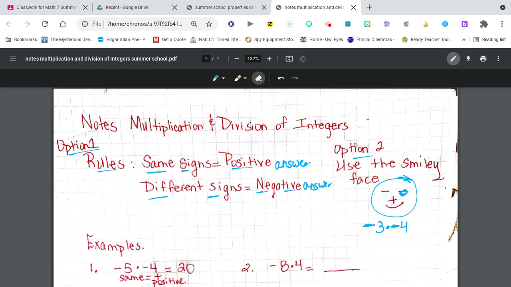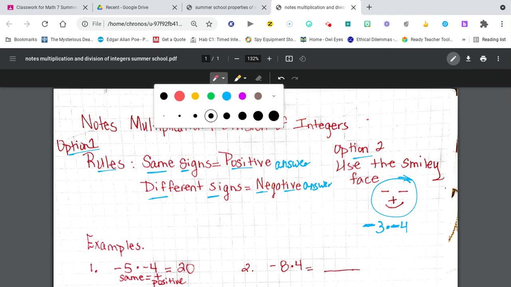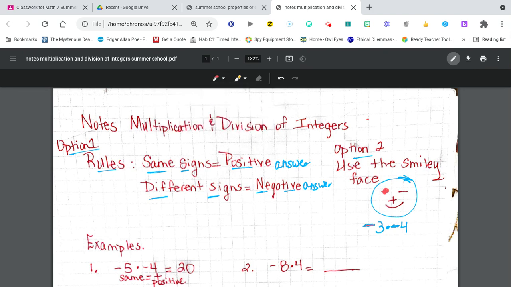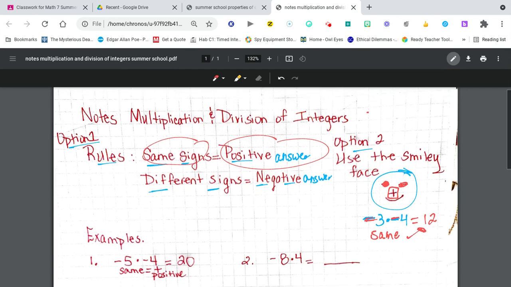Basically, your eyes stand for the negatives, guys. So if you got a negative here, cross out this negative. You got a negative here, cross out this negative. And what's left is my nose, which is a positive. So the answer is positive 12. Or you could simply look at this and say that these signs are the same, so my answer will be a positive 12. You can just say same signs, positive, or you could just use a smiley face if you needed to.